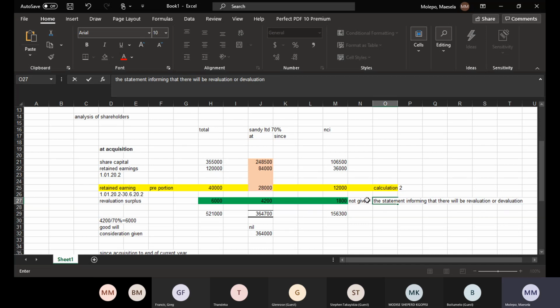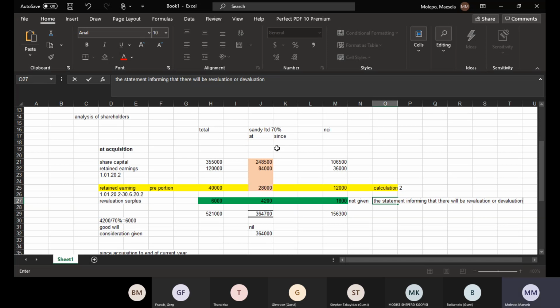So now let's find this statement which is telling us that there will be a revaluation or a devaluation. When you go to your additional information, they say South Limited became a subsidiary of Sandy Limited on 1 July 2002. We are fine there. The profit of South was earned evenly throughout the year. So the profit was realized throughout the year. We are fine there. Consider the carrying amount of the assets and liabilities of South Limited to be equal to the fair value thereof on the date of acquisition. So they are saying the assets and the liabilities of this company are equal to the fair value.